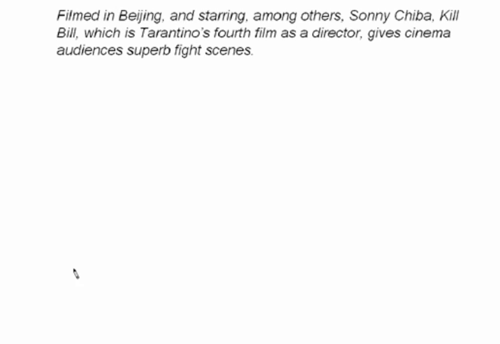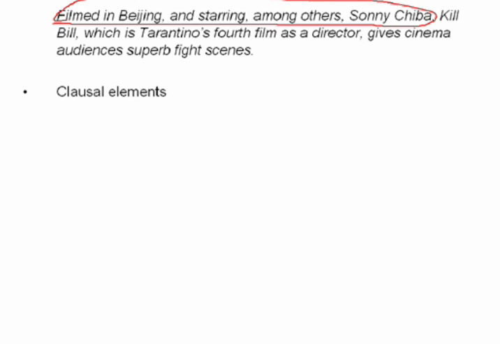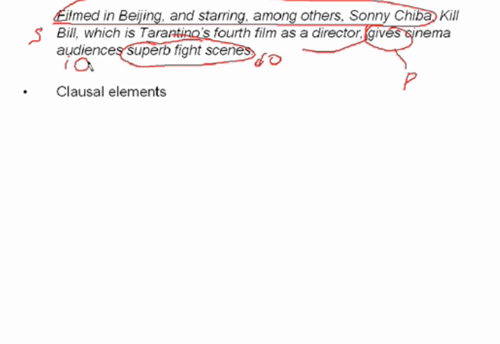Moving on to another example, staying with Kill Bill for a while. We again look at the clausal elements to begin with. In this, "filmed in Beijing" tells you where, and a bit more information as well. All of this here is an adverbial, and all of this here is the subject. "Gives" is the predicator, and "cinema audiences" and "superb fight scenes": superb fight scenes is the direct object, and cinema audiences is the indirect object.